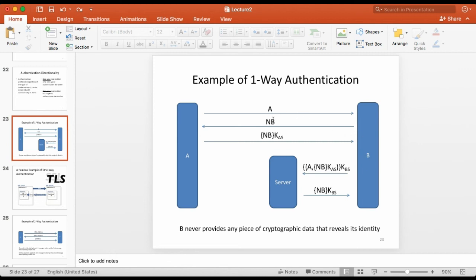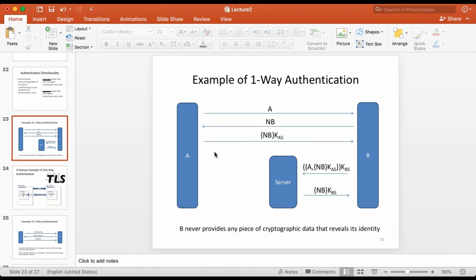Then Bob replies with a number, some kind of unique number, which is a nonce that it generates. Okay, so this is NB. By the way, this NB here does not reveal anything about B's identity. It's just simply a number. The fact that we transcribe it with the letter B is purely to say that this was created by B, but it does not actually include B's name in it. Okay, so just be careful of that.